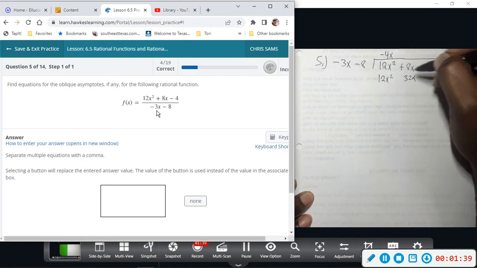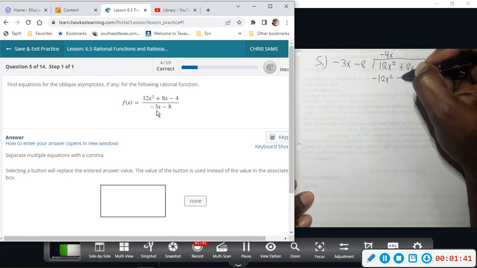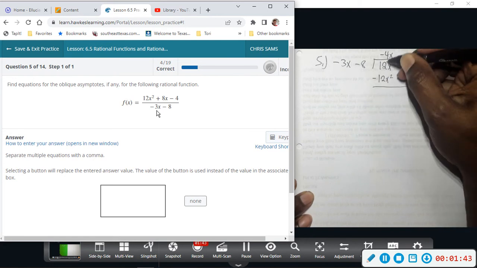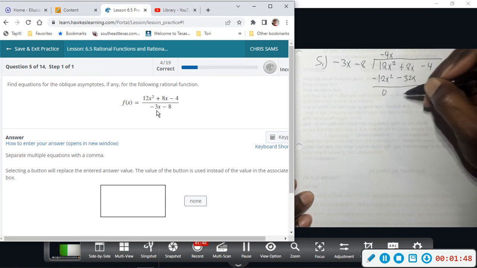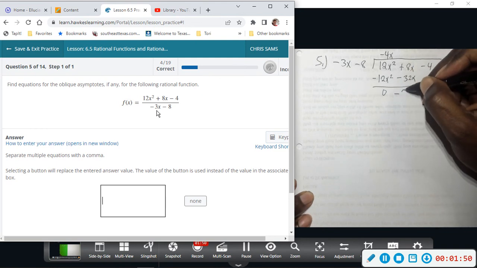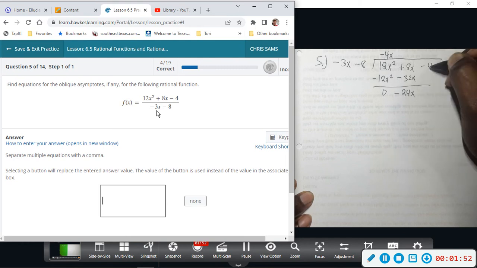Alright, then you change the sign, you subtract. So they were both positive, now they're going to become negative. And then that will always work out. If you make them the same, that should go to 0. This gives us a negative 24x, and then you bring down the next term.